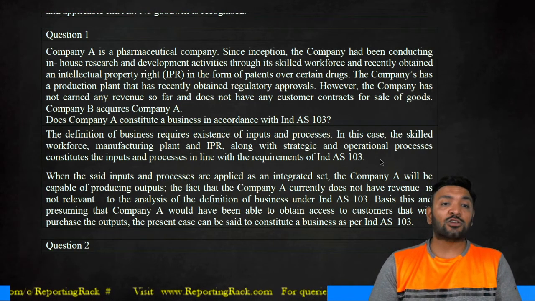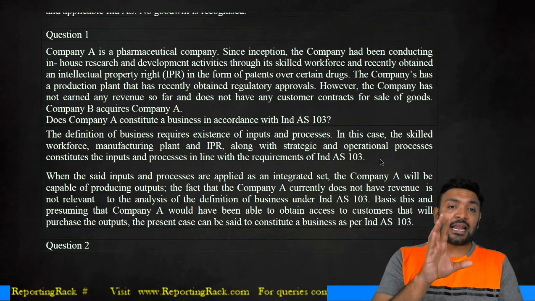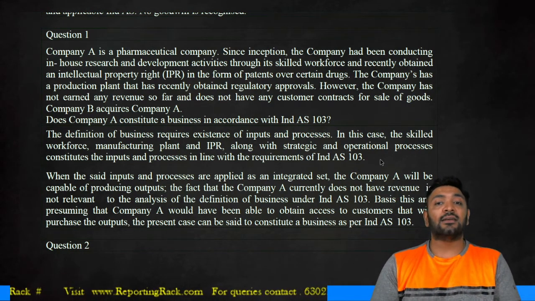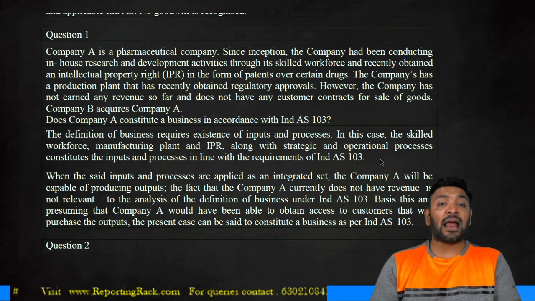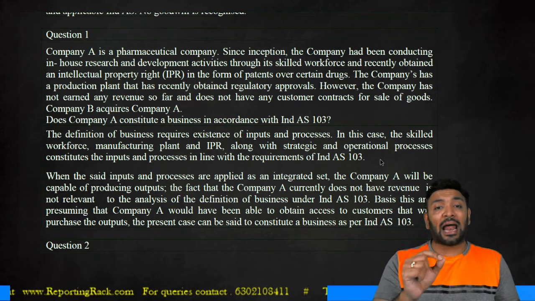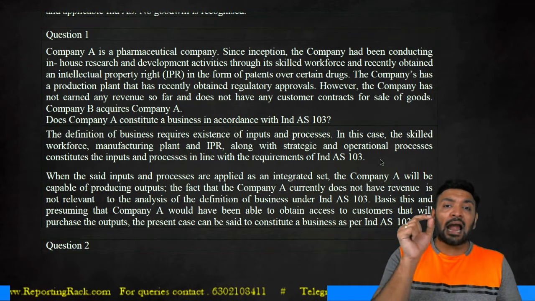And recently it has obtained some intellectual property rights. It's an intangible asset in the form of patents over certain drugs. The company has a production plant that recently obtained regulatory approvals. So one more: plant, intangible asset, and workforce.